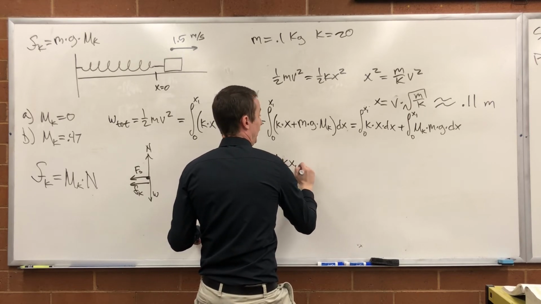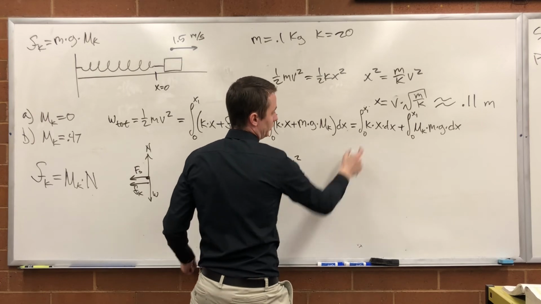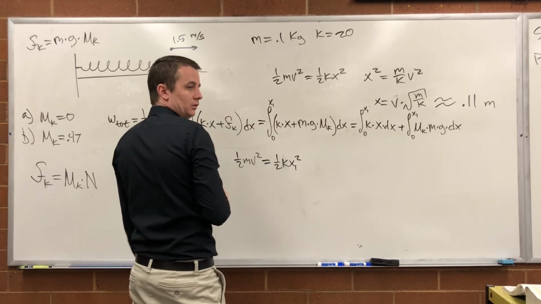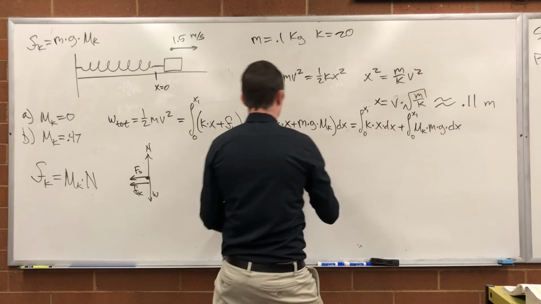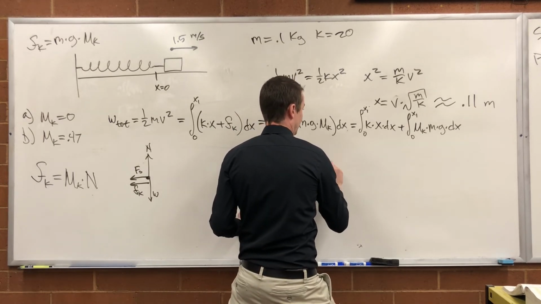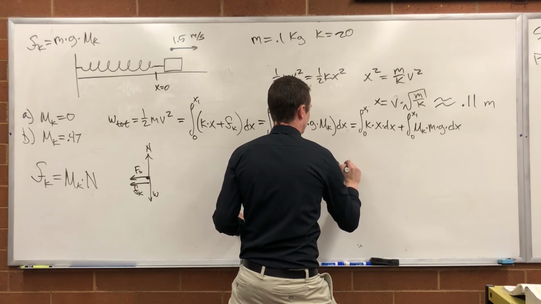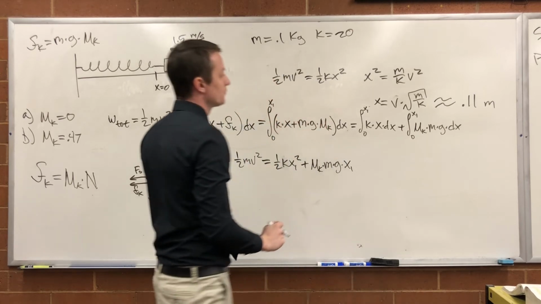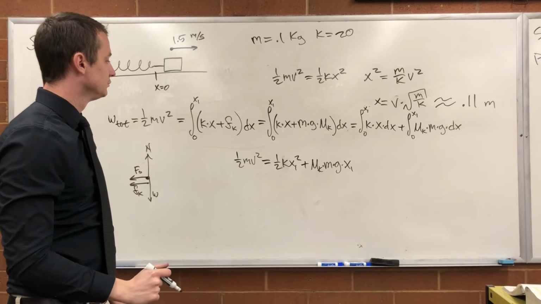k x1 squared, right? Because when we plug in 0, it will just be 0. Oh, that's right. Good? Plus mu sub k times m times g times x1. Okay. Good?